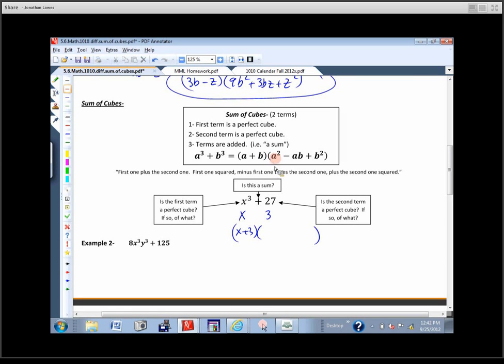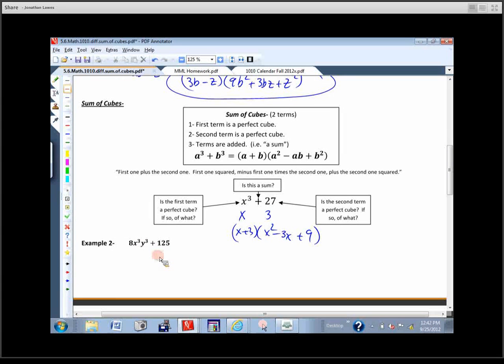Then it's going to be the first one squared, so that's going to be x squared. It's going to be the last one squared, so that's going to be a 9. I take the two of them together and I multiply them, so that's going to be a 3x. And what sign do I put in there? I put a minus. And there's my answer on that one. Okay, now, look at this ugly mess.